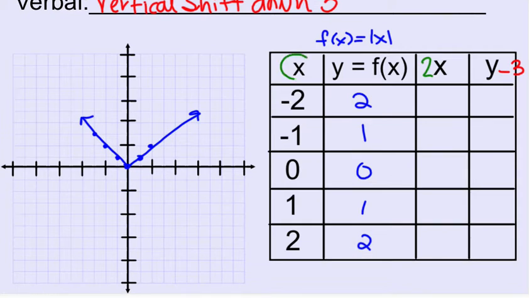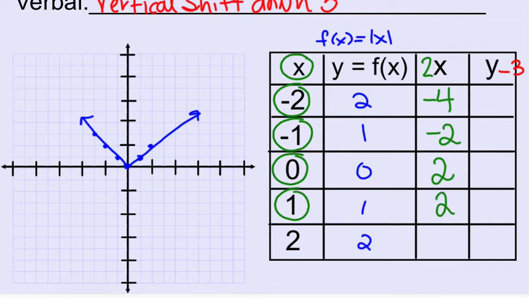So we'll start with the x's. We're multiplying all those x's by positive 2. So negative 2 times 2 is negative 4. Negative 1 times 2 is negative 2. 0 times 2 is 2. 1 times 2 is 2. 2 times 2 is 4. All right, let's head to the y's.